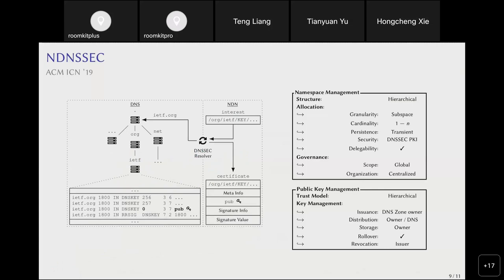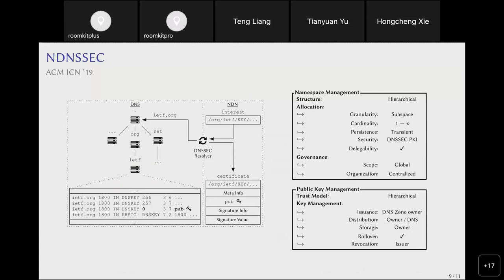NDNSSEC works by looking at the global prefix of an NDN name, translating it into a DNS name, going over to DNS, following the delegation, fetching all the DNS keys, looking at the DNS keys that are marked with a special flag, and fetching the key that is required. We can find that out using the key tag that is mentioned in the NDN packet and use that key to validate the NDN packet.